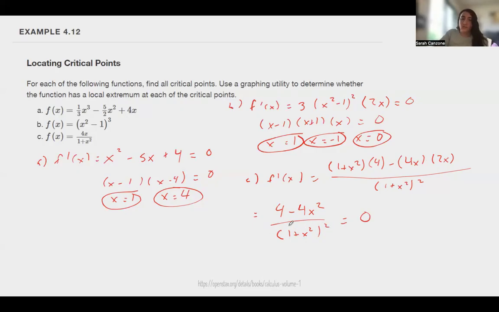There's no time where this would be equal to 0 in our denominator, so we don't have an issue there. That wouldn't be a critical point or anything like that. So we can multiply this to the other side, but multiplying that would just give us 0. So what this tells us is that 4 minus 4x squared equals 0.